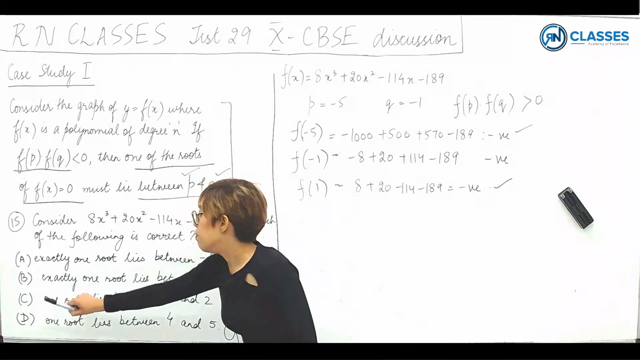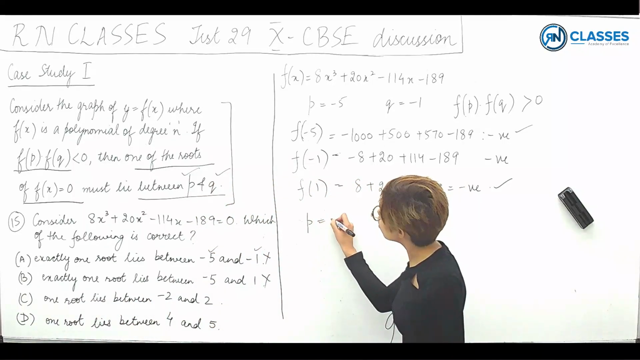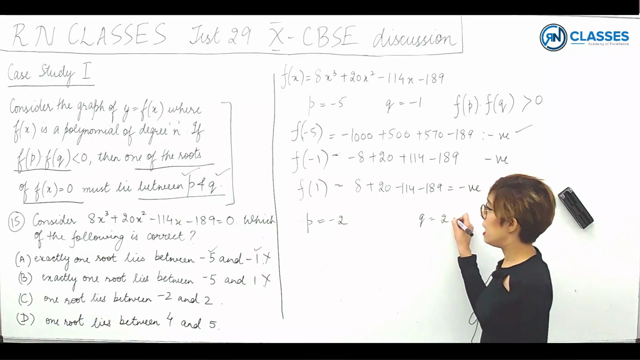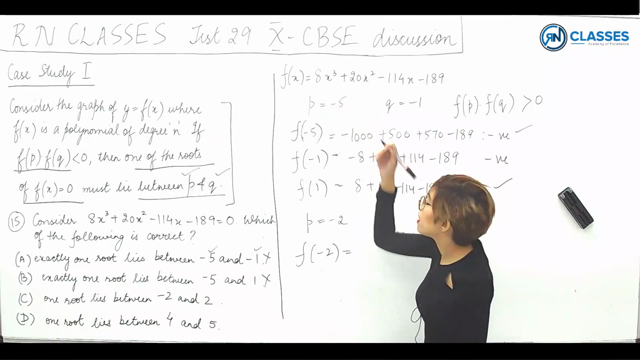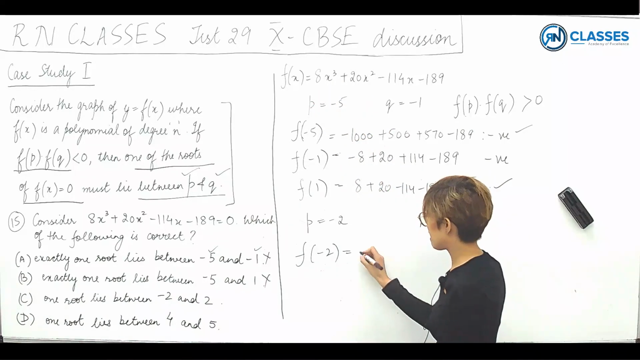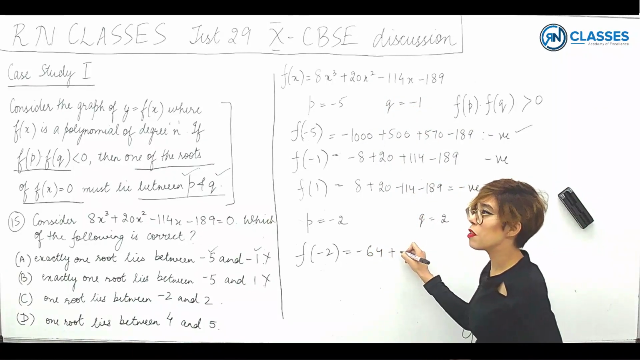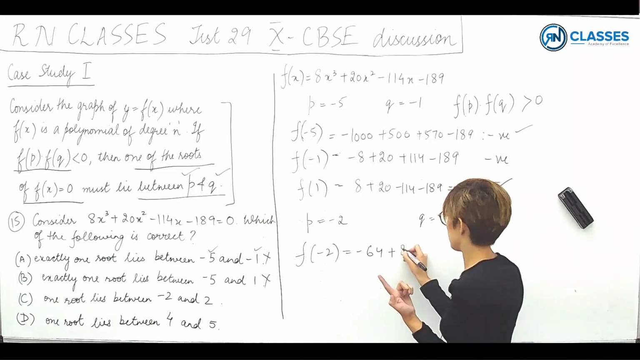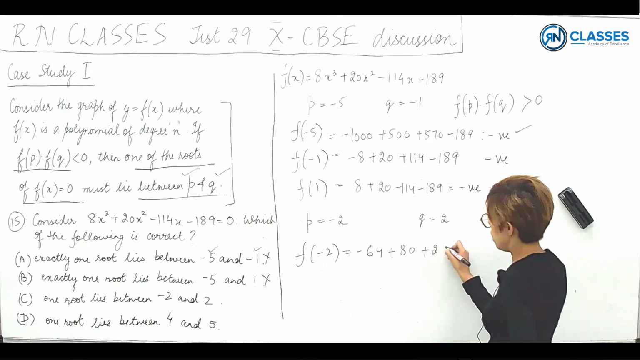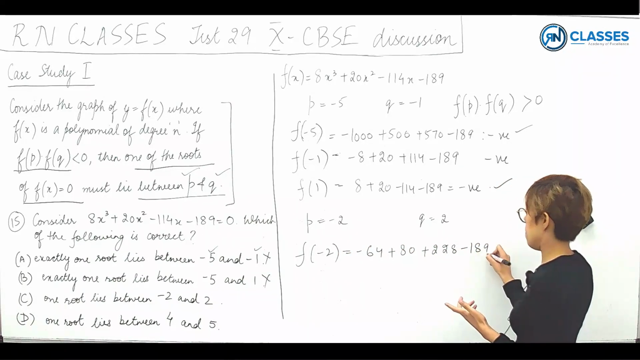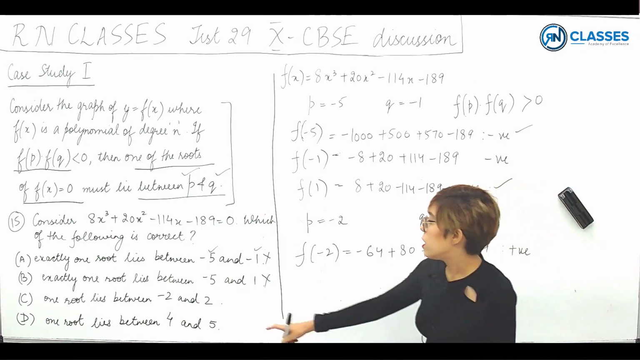Now C option. One root lies between -2 and 2. Now let's consider p as -2 and q as 2, and let's find f of -2. So 8 into -8 होता है, right? So -64 plus 20 into 4, so plus 80. 20 into 4, 80 होता है. Plus 80 minus 114 into -2, so plus 228 minus 189. Right? Definitely this is positive. Done. Okay, let's find f of 2 now.